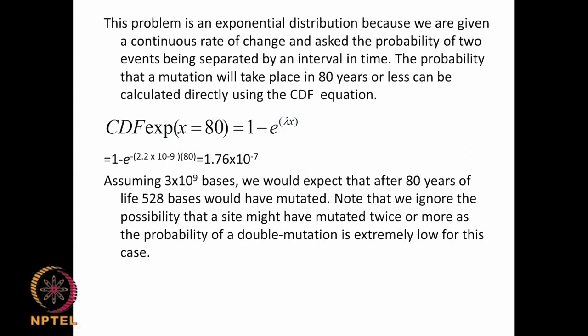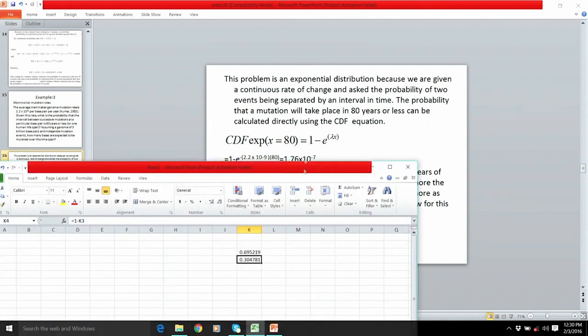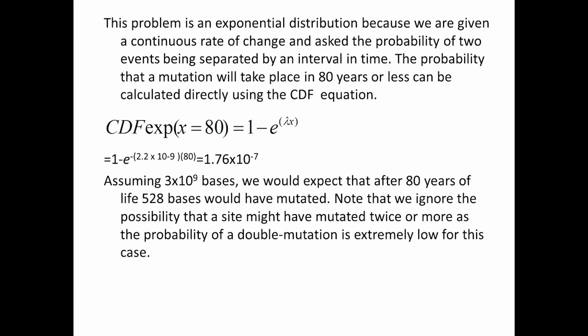We can do the same thing using the Excel function also. We have the Excel function EXPON.DIST, where x is equal to 80 years, with lambda 2.2 × 10⁻⁹, and true. You get 1.76 × 10⁻⁷. You understand? So, that is the probability of a mutation taking place in 80 years or less.